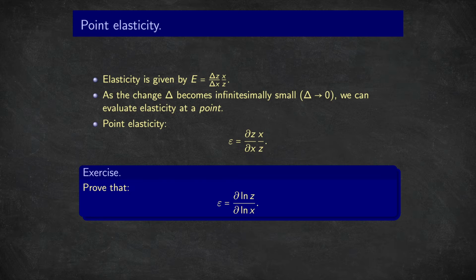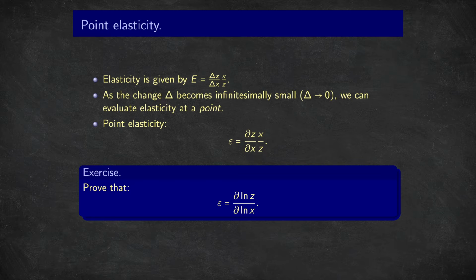And the ratio x divided by z is doing the job of removing the local currency, so we're expressing in proportional or percentage terms. So this is our basic definition of point elasticity. Epsilon equals the partial derivative of z with respect to x multiplied by x divided by z.